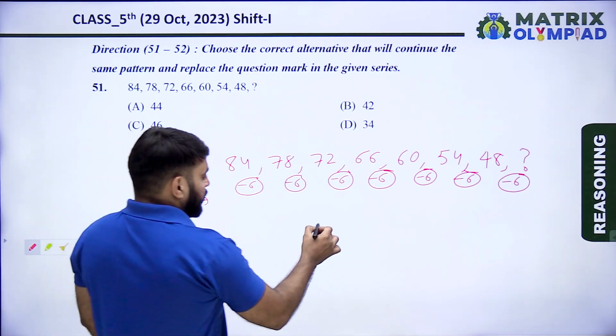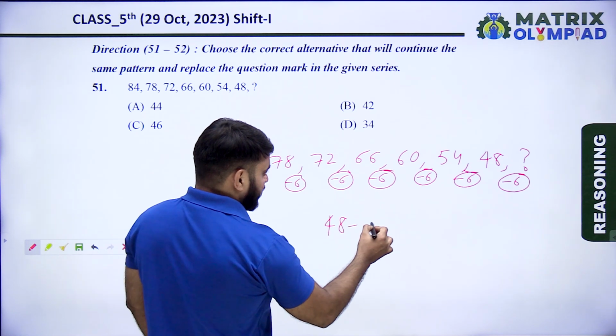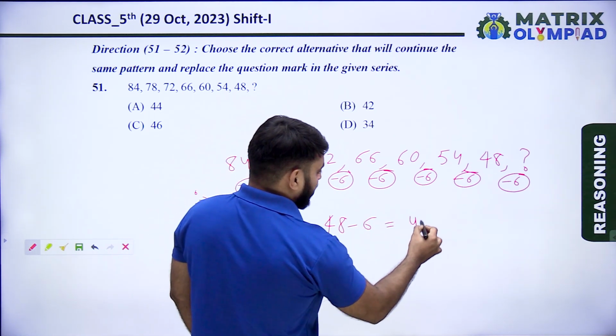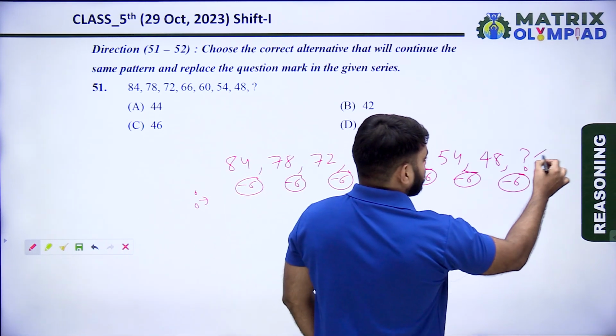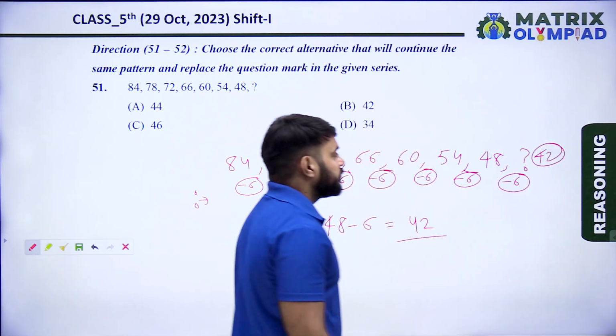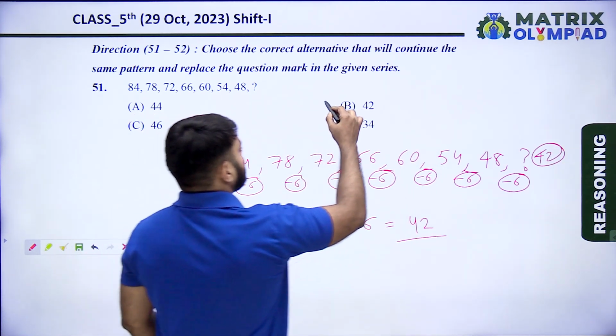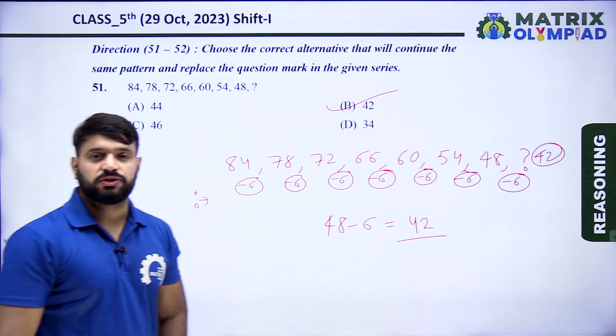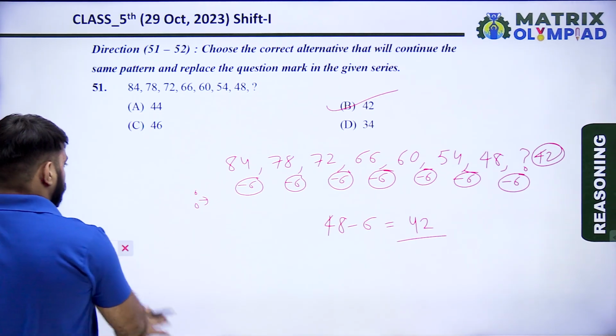So 48 minus 6 means 42. So the next term is 42. So here option B is the correct answer of this question. So let's move on to the next question.